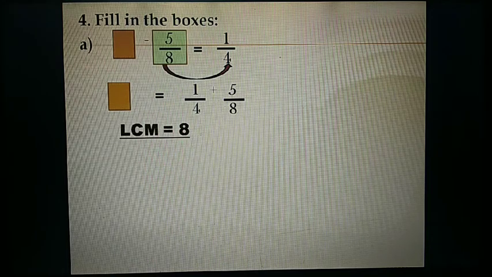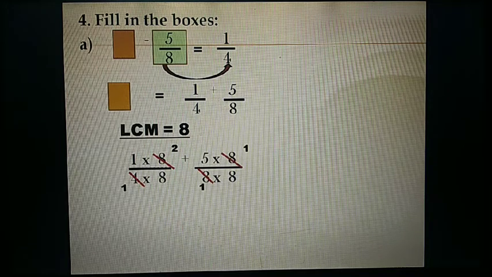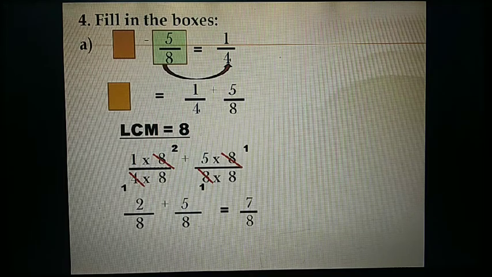Here the LCM is 8 as 8 is a multiple of 4. Multiplying both the fractions by the LCM. Perform cancellation. Yes, here you will get the answer as 7 upon 8. So here we can write the answer as this.